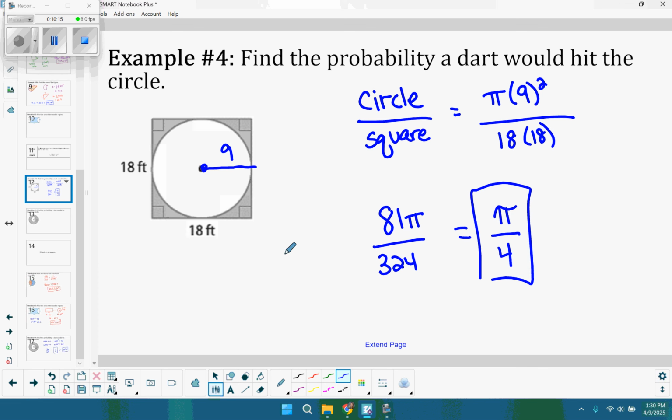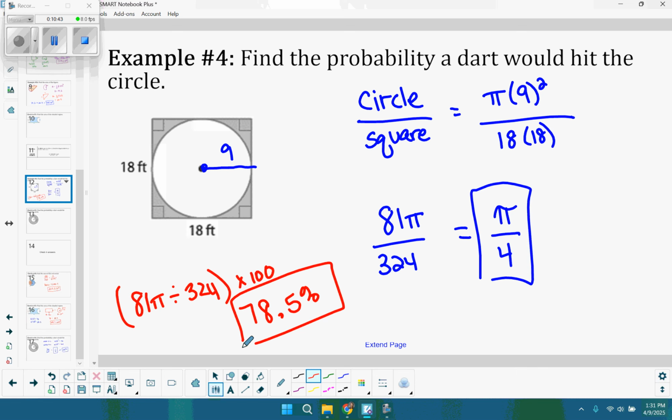Another thing we could do is actually divide it and get it as more of a percentage. So 81 times pi, divide that by 324, and multiply it by 100 to get a percent. So if I actually converted this, did the division, times 100, we get 78.5%. So depending on what the question's asking, how they want the answer, you may have to do one or the other.